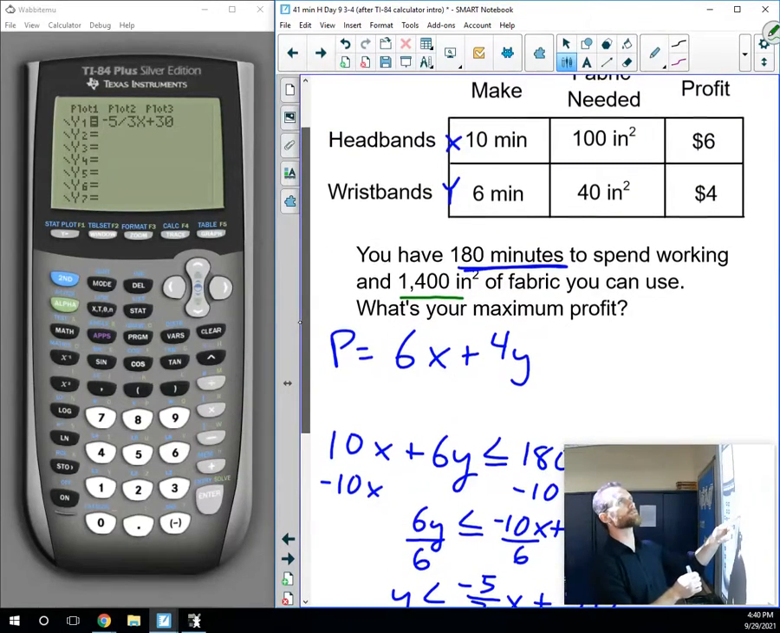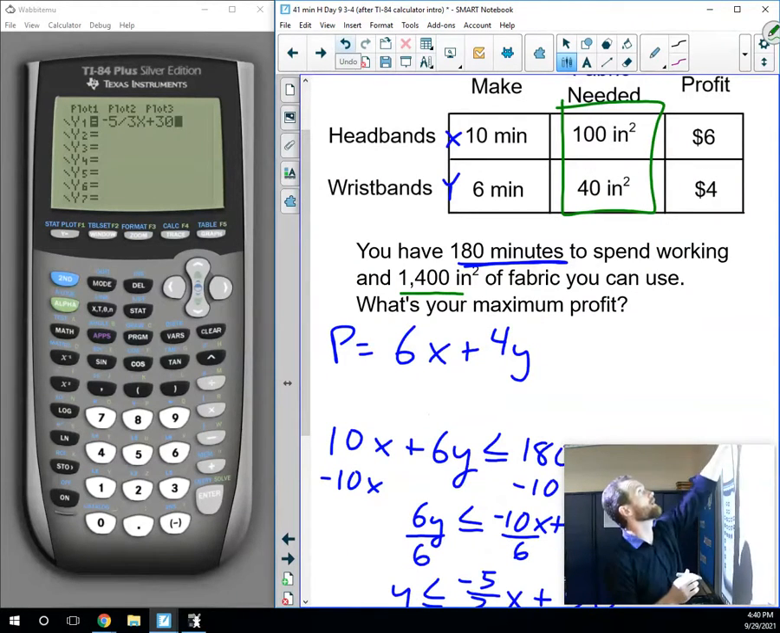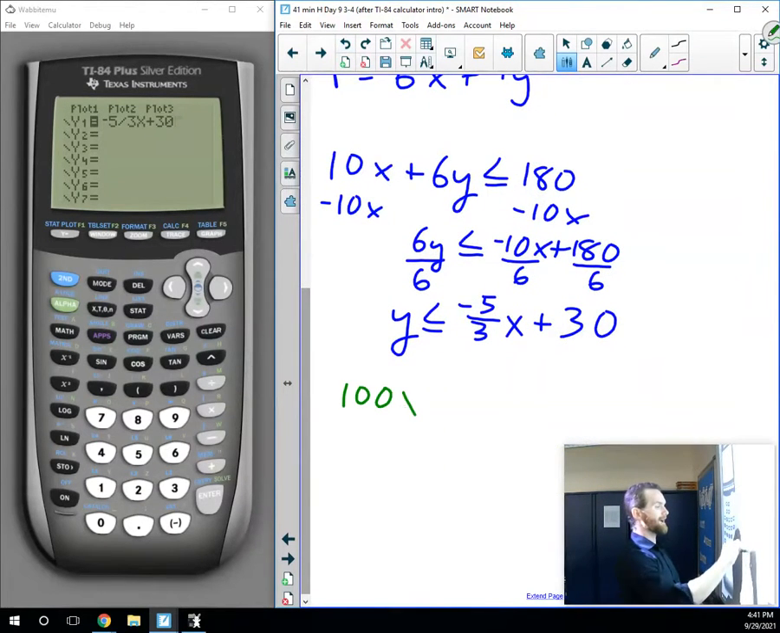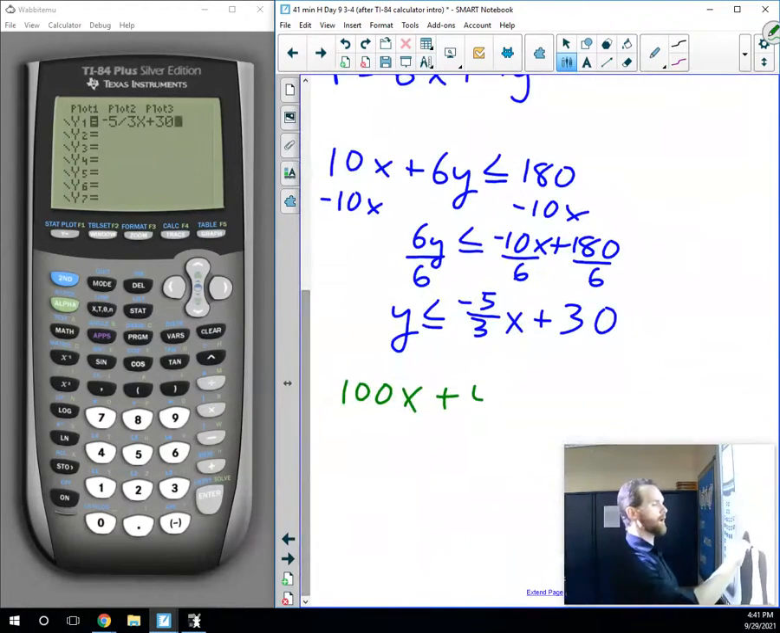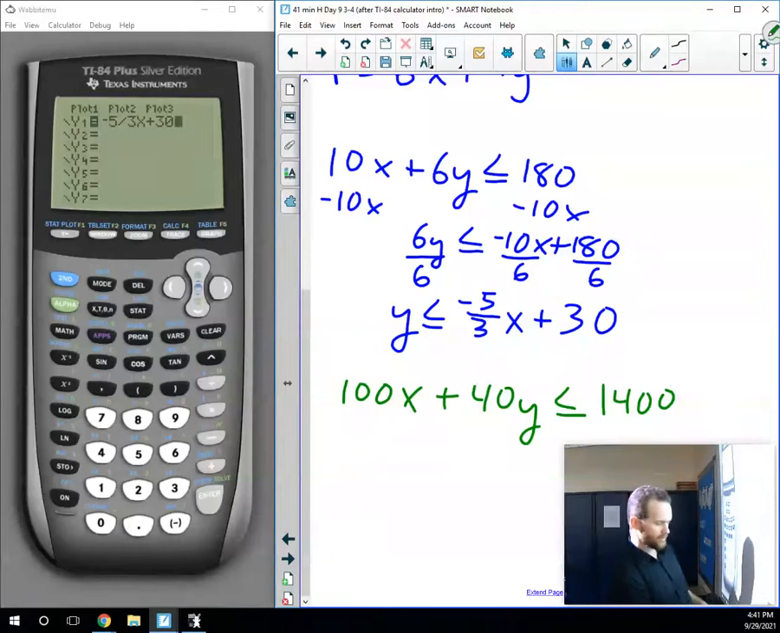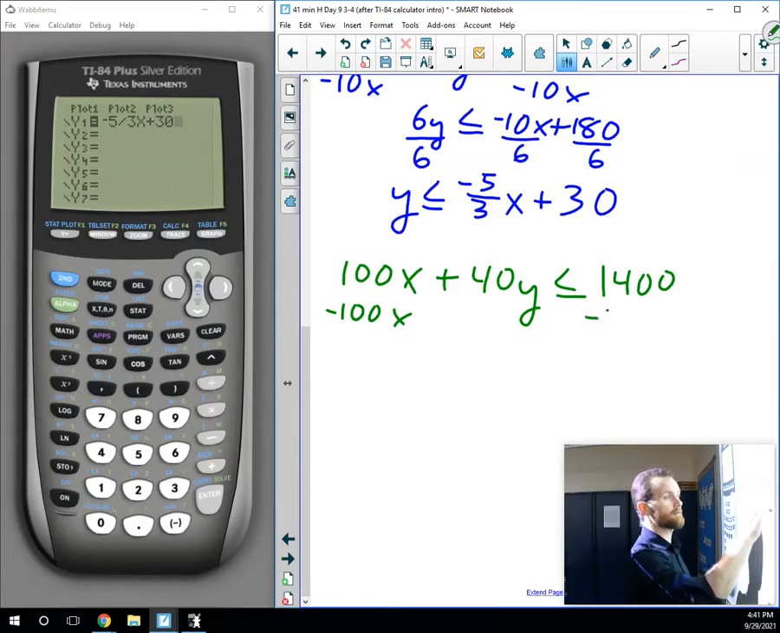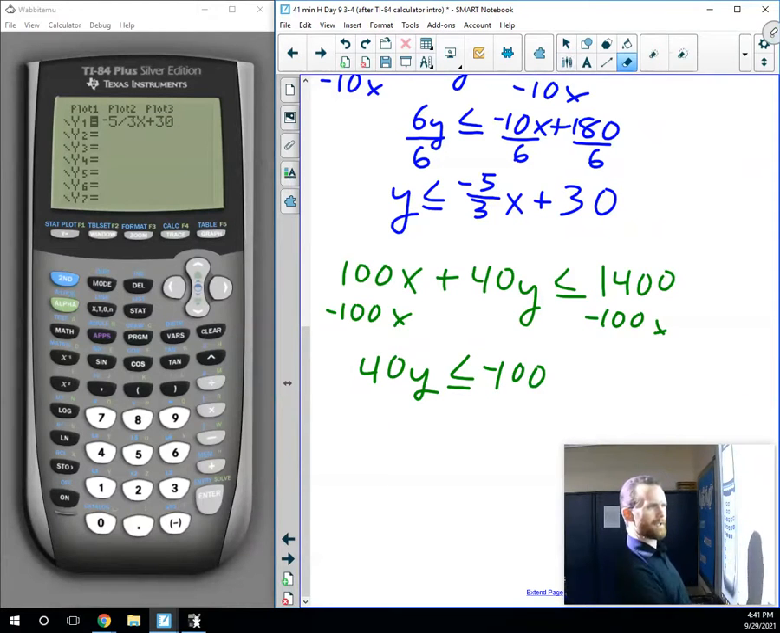Let me see. So we're focused on this column right there, the amount of fabric needed. So that would be 100 per headband, so that's going to translate into 100x plus how much per wristband? 40 per wristband, so that's 40y. Has to be less than or equal to, what was it, 1,400? Yeah, 1,400. All right, now I'm going to scroll down so we can get y by itself. We're going to take away 100x from both sides. That gives us 40y is less than or equal to negative 100x. I did not write x's today.